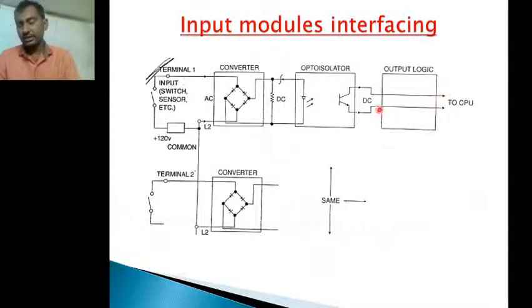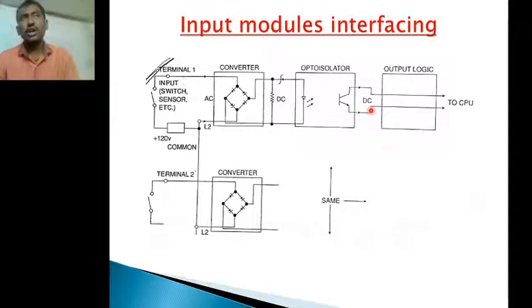Why do we send it through the output logic? Because the CPU may not take any voltage. I already told you the applicable voltage for the CPU is 5 volts DC, so that adjustment is done by this output logic. So this is what happens in the input module. The internal operation can be explained in 4 stages. What are the 4 stages?